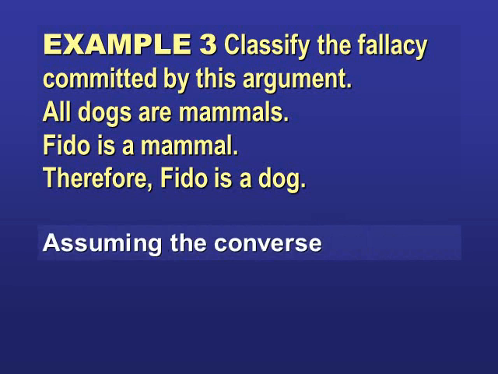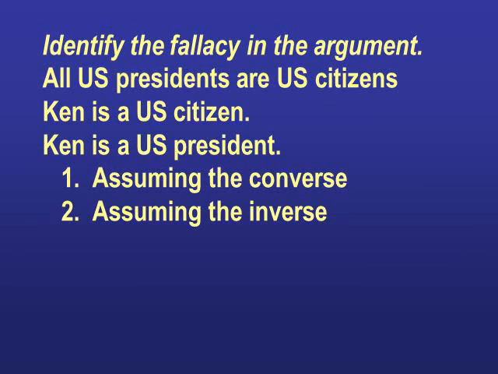Okay, so we assumed the converse. All U.S. presidents are U.S. citizens. Ken is a U.S. citizen. Ken is a U.S. president. Which fallacy did we do here? Yeah, this one's also the converse.